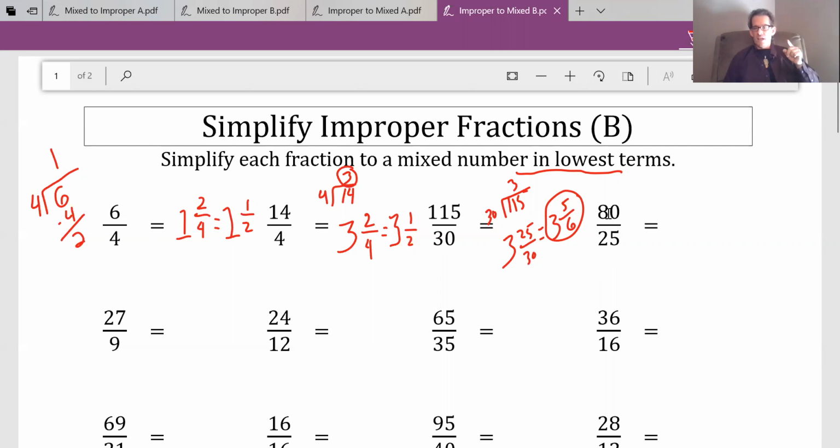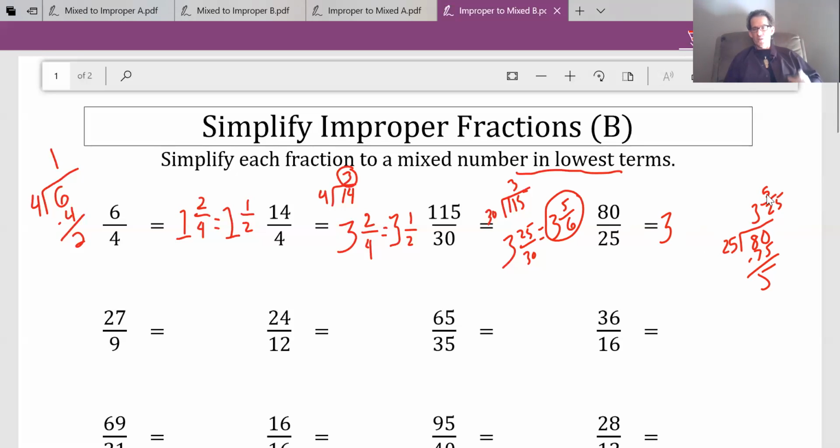My next one, I have 80 over 25. So remember, the denominator is the divisor. That's on the outside of the box. The numerator is the dividend. That's on the inside. I know 3 times 25 is 75. So my whole number is going to be 3. And there's a remainder of 5. So the remainder is the leftover dividend. That's the numerator, and the denominator stays the same.